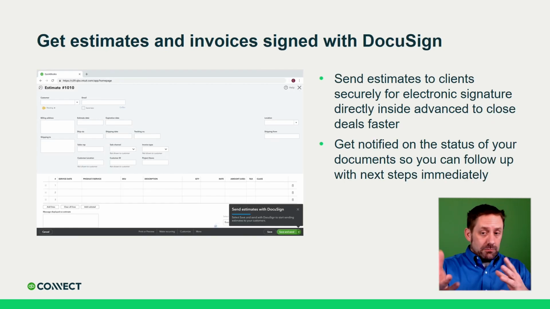One of my favorites, which comes in line with that as well, is DocuSign. So DocuSign now integrates with QuickBooks Online Advanced, giving you the ability to actually send an estimate and request a client's signature, a digital electronic signature, right then and there. It's going to help you close deals a lot faster. You'll also get notified on the status of the documents, so you can follow up with next steps immediately. Basically, it's trying to get you from lead to closed deal and dollars in the door as fast as possible with a great brand, DocuSign.